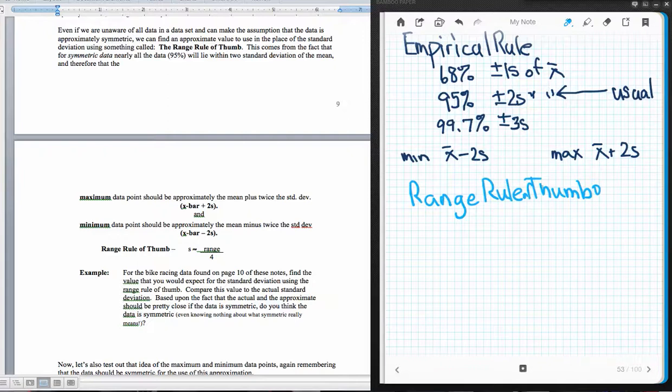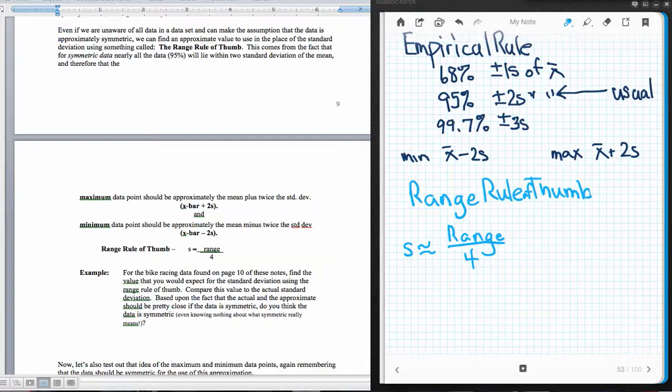In there, range rule of thumb. We have our range of data divided by the 4, so plus 2 and minus 2, right? That's where we get 4. This would be an approximation of our standard deviation, and that's what it is.